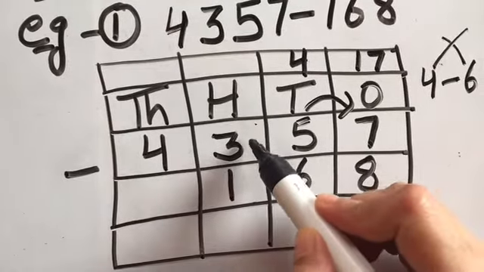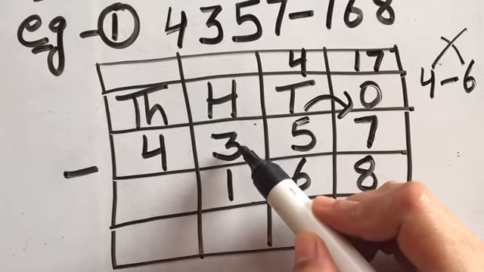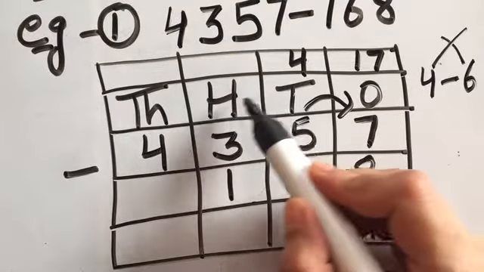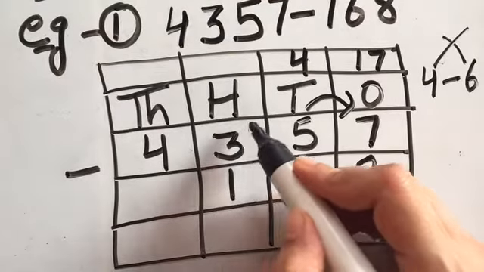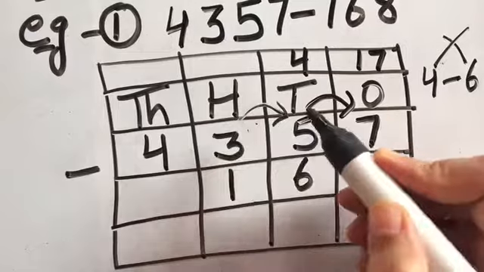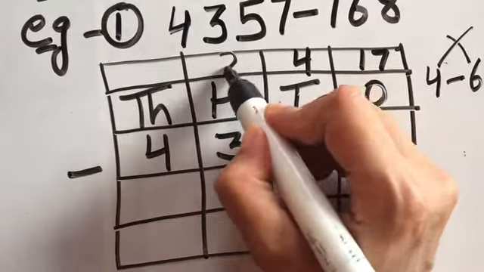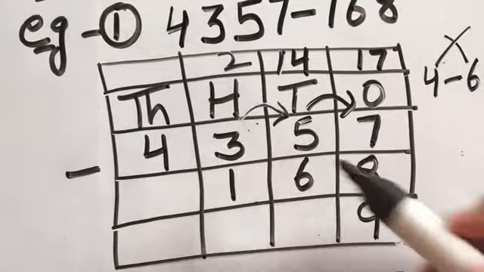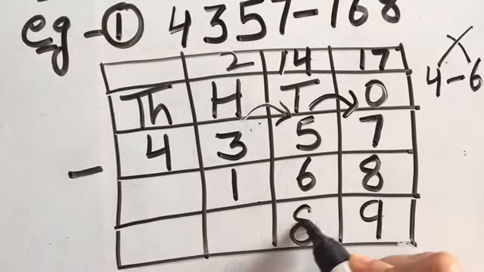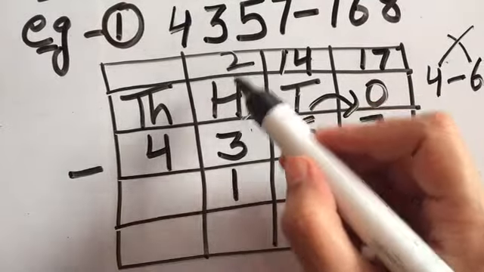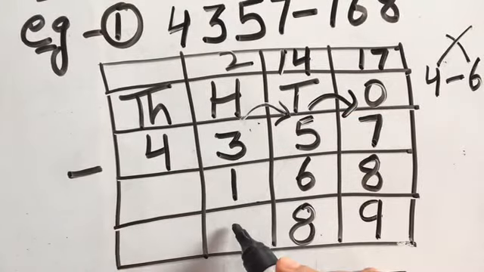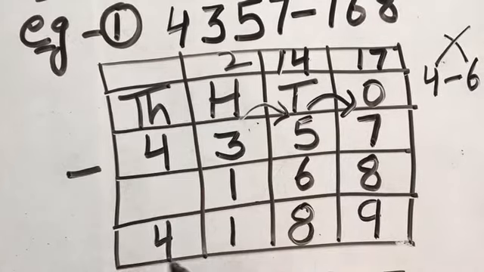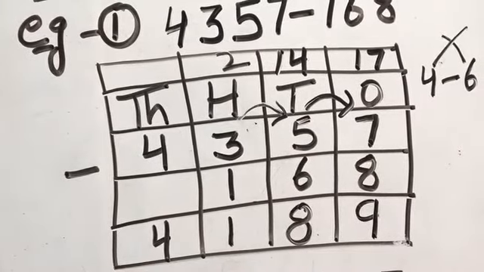Fine. So that means again we will have to borrow. So from where we are going to borrow? From the digit which is on the higher place value. So after tens it is 100. So if I am going to take 1 from this, so it will become 2 and here it will become 14. So 14 minus 6 is 8. Now 2 minus 1 is 1 and 4 will remain same. So this is our difference.